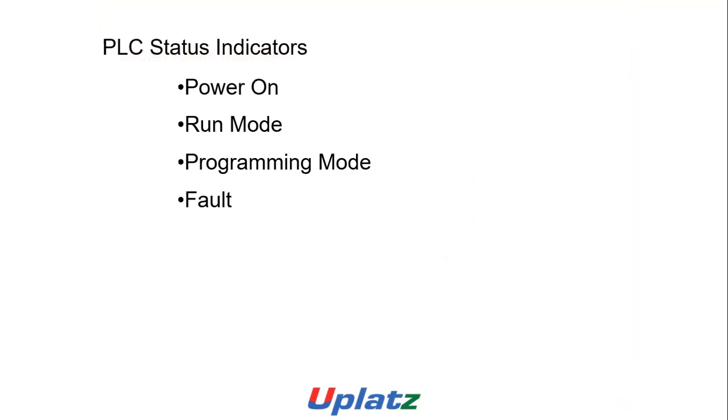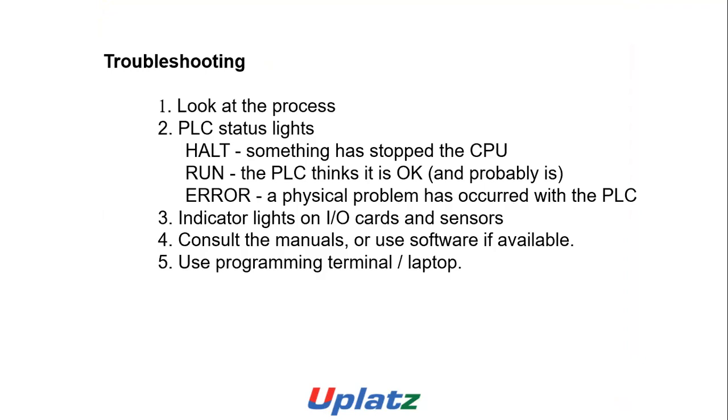PLC status indicators: power on, run mode, programming mode, fault. Troubleshooting: look at the process and the PLC status lights. Halt means something has stopped the CPU. Run means the PLC thinks it is okay and probably is. Error means a physical problem has occurred with the PLC. Check indicator lights on IO cards and sensors, consult the manuals or use software available, and use a programming terminal laptop.